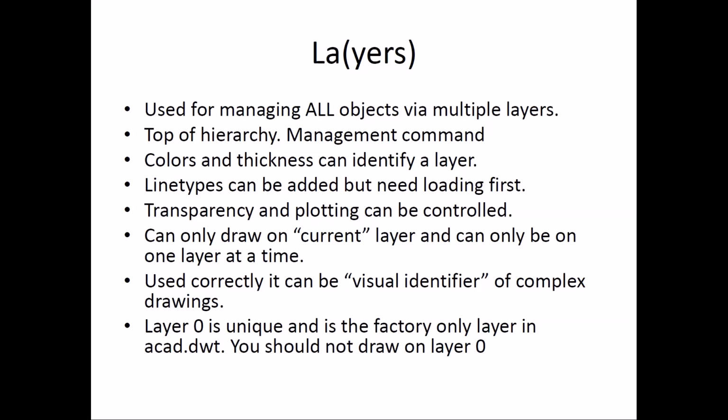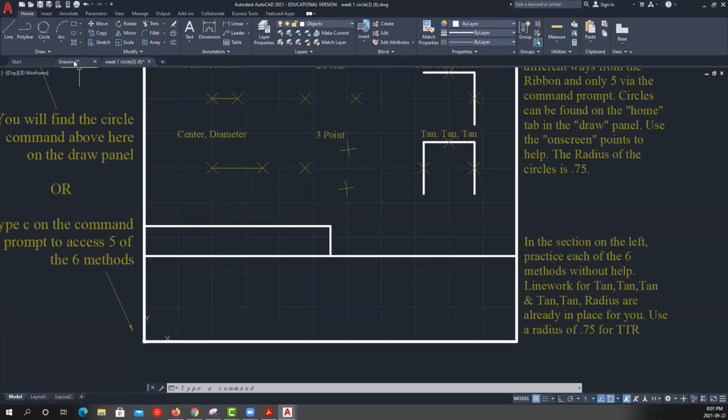Layer 0 is unique. It has some special properties, and it's the only factory layer you get in ACAD.DWT. And here's an odd thing: once you've created your layers, you should not draw on layer 0. So let's flip back to AutoCAD and take a quick look at that.